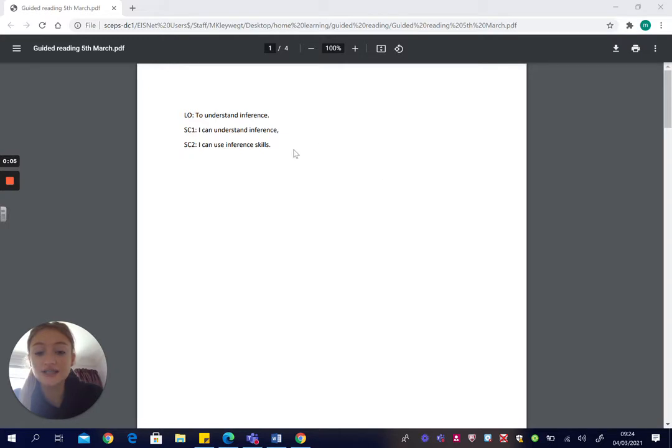So our learning objective for today is to understand inference again, and this is the last part of Hansel and Gretel today, and it's actually a really short part of the book. So we have a bit of a creative exercise for you to do at the very end. So success criteria 1 is I can understand inference, and number 2 is I can use inference skills. So they're quite straightforward today in the sense of you need to understand it, then you'll be able to do it.